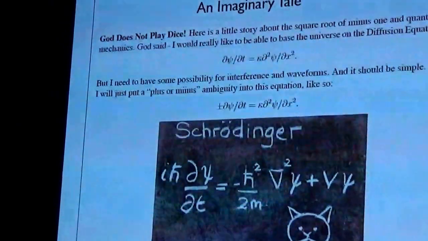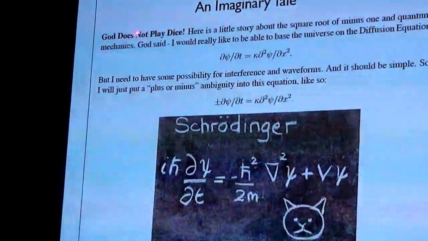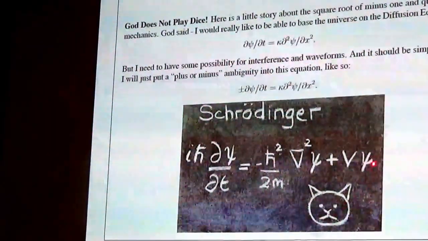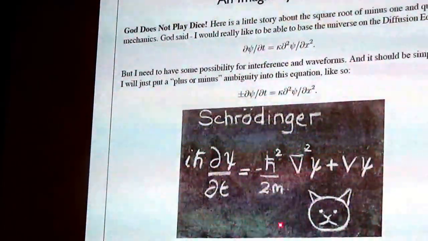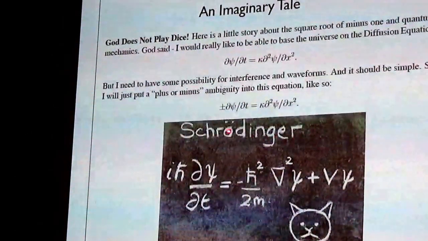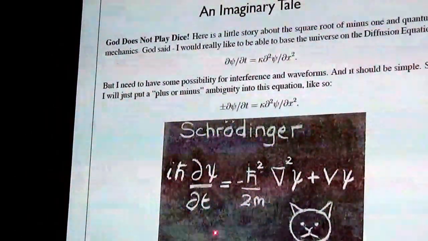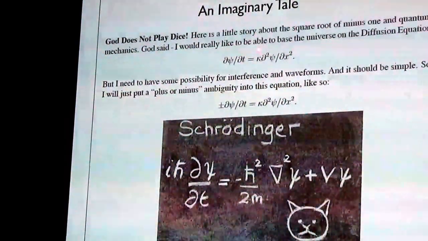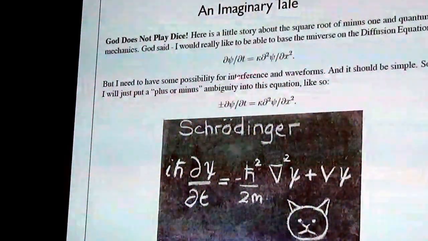So my fable begins with the statement, God does not play dice. And let me read the fable to you. This, by the way, is something that I found on the internet when I was doing a Google search for Schrödinger's equation. I kind of like it. Here's a little story about the square root of -1 and quantum mechanics.